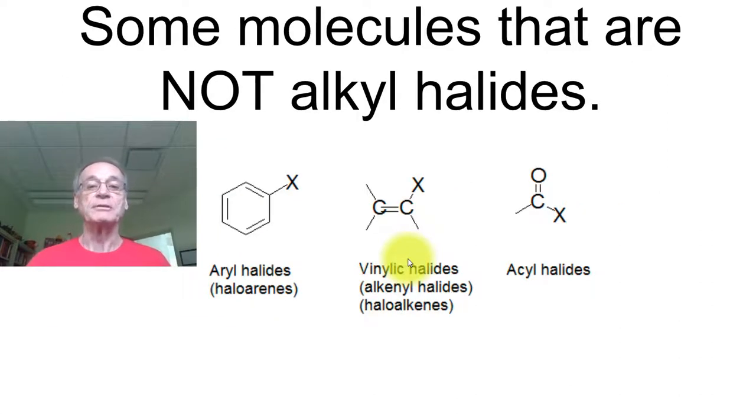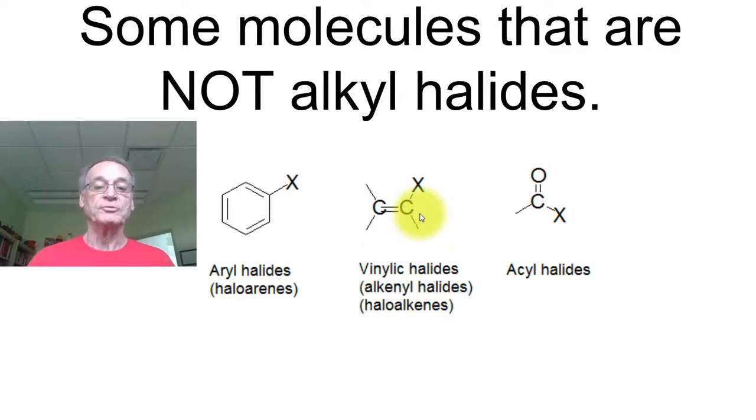Now, some molecules that have halogens but are not alkyl halides are called aryl halides. In other words, if the halogen is directly attached to the benzene ring, it cannot do either of those two processes, and so it's not an alkyl halide. Those, by the way, are also called haloarenes. Again, we'll deal with them in a later chapter on benzene rings.